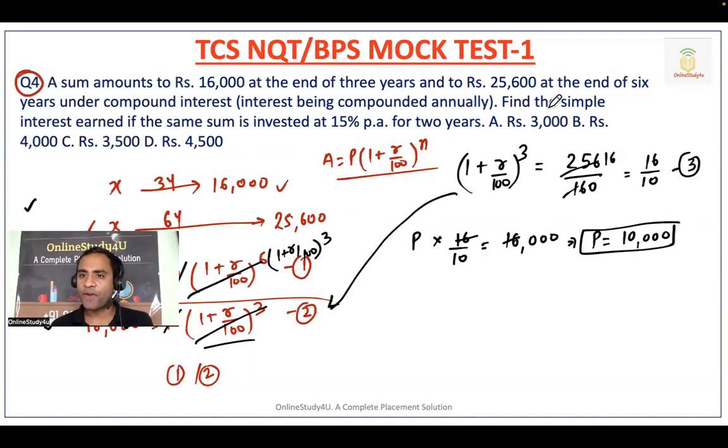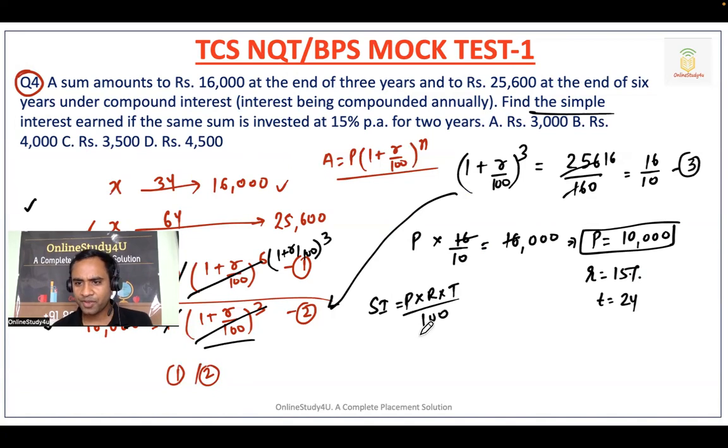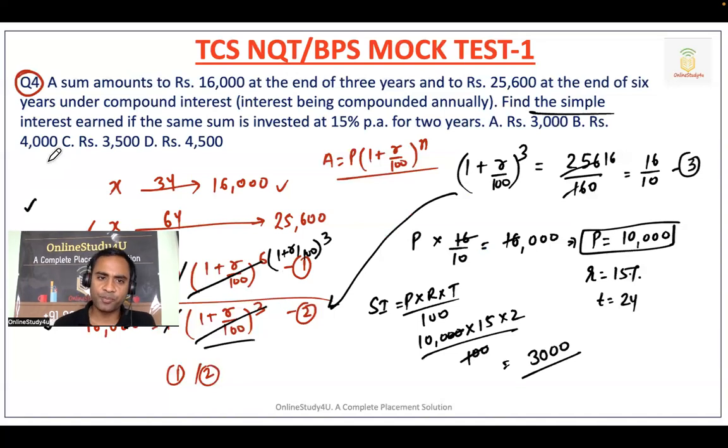Now find the simple interest earned if the same sum is invested at 15% rate and time is 2 years. Simple interest is very simple, PRT by 100. So 10,000 into rate 15, time 2, divided by 100, 20 20 cancelled. So it will be nothing but 3,000. So option A, 3,000 rupees will be the correct answer.